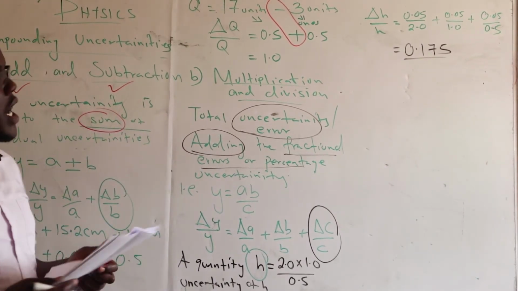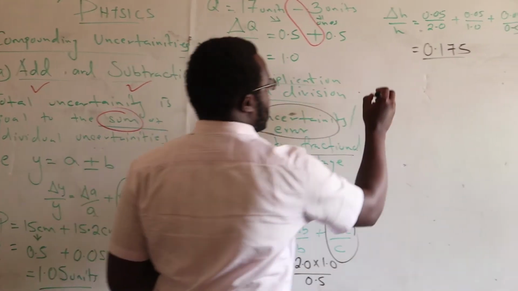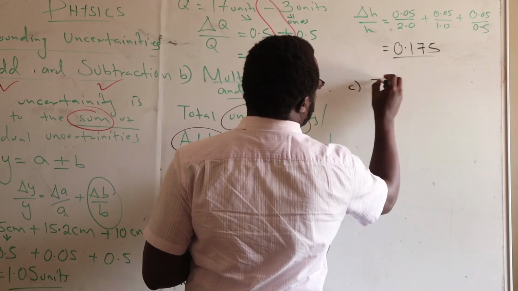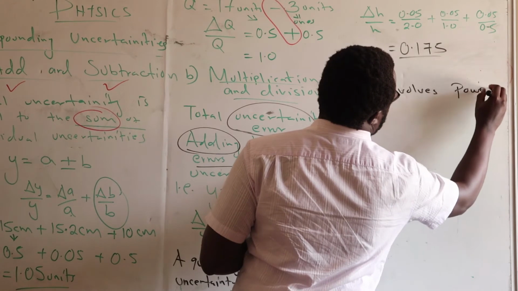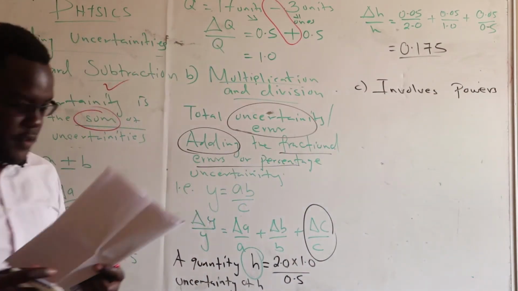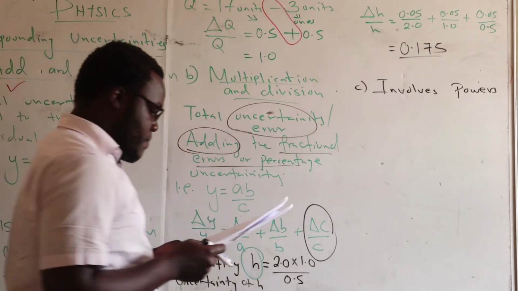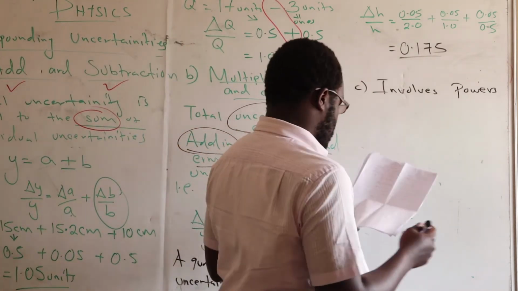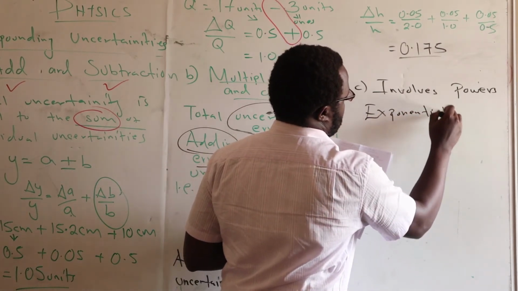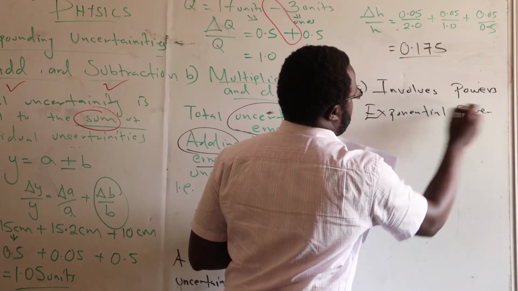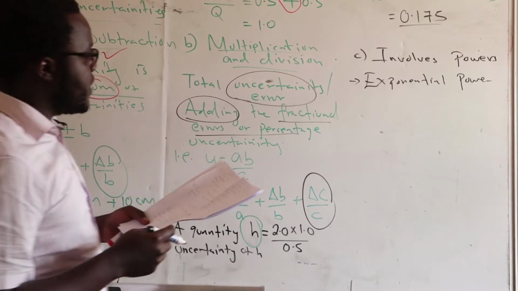Now, this is the case where we have addition of quantities, and multiplication and division. What if our quantity involves a power? This one is C, where a quantity involves powers. If a quantity is being raised by an exponential power, then the total uncertainty is given by the absolute uncertainty multiplied by the power that was raising the quantity.